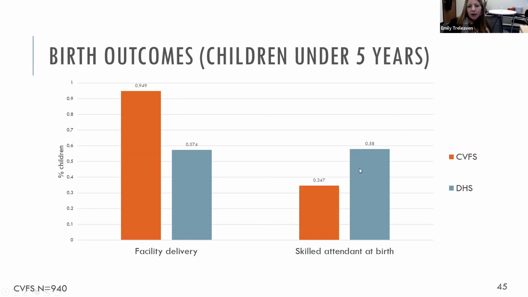However, reports of having a skilled birth attendant are far lower in the CVFS sample, especially among those who reported a facility delivery, but we see that the rates of these 2 indicators are almost identical in the DHS sample. So as I noted before, this is the sort of relationship between these indicators that we would expect. So we suspect that this is due to our difference in wording.